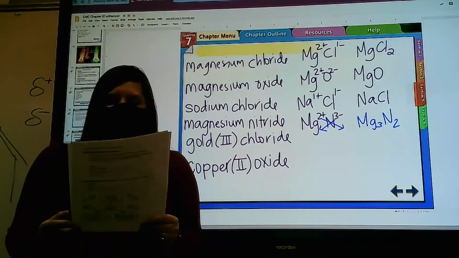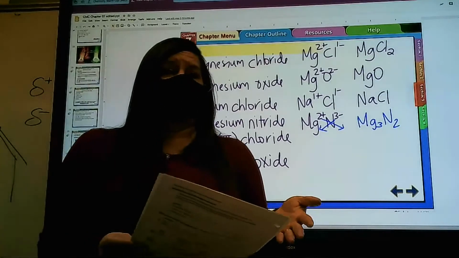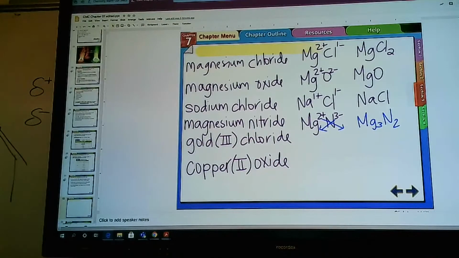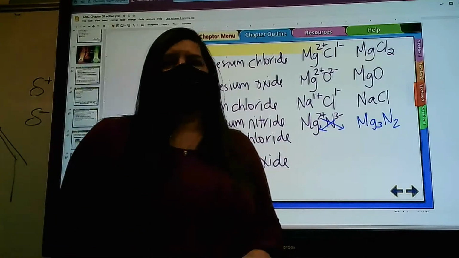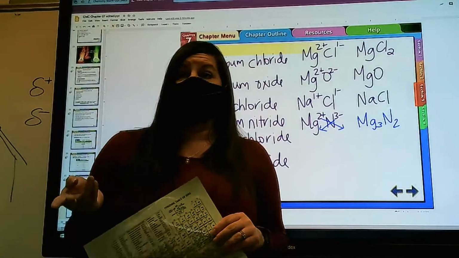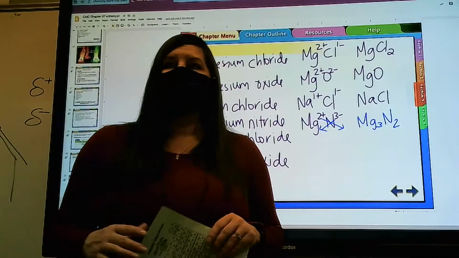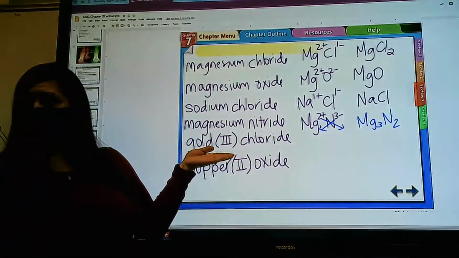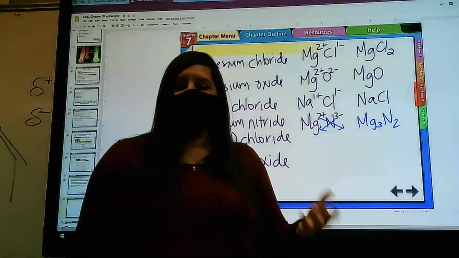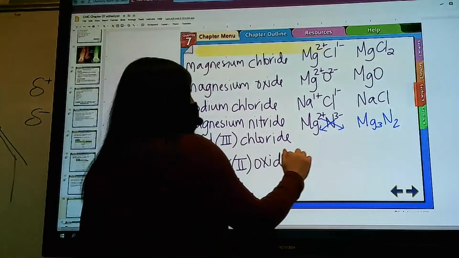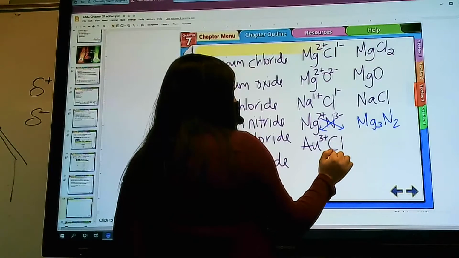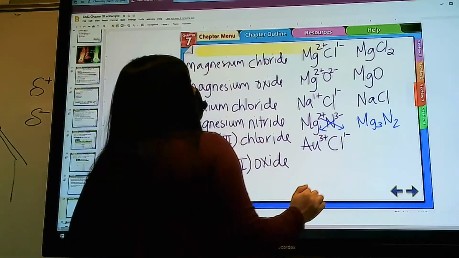Okay, so now take a look at gold on your charge periodic table. Do you see gold is Au, by the way? What's weird about gold as compared to the rest of the ones we've been doing? It has 2 different charges. Gold can be a 1+ ion or a 3+. So what do you think this Roman numeral is telling you? 3. That is the 3+, okay? Our Roman numerals tell us, for those transition metals, which one it is. So gold here is a 3+, and then chlorine we already know is a 1-.